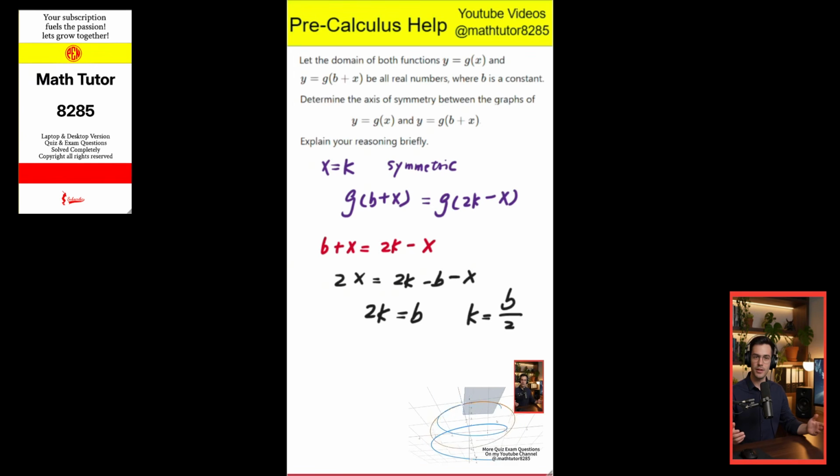Next step. So, the two graphs are symmetric about the vertical line x equals 1/2 of b. Final answer. The axis of symmetry is the vertical line x equals 1/2 of b.